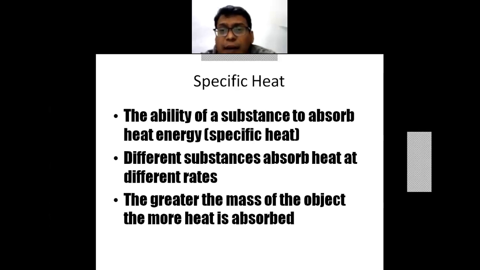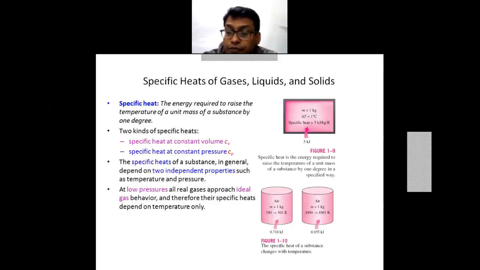Specific heat is the ability of a substance to absorb heat energy. Different substances absorb heat at different rates. That is important. The greater the mass of the object, the more heat is absorbed. So this is what we saw yesterday also.